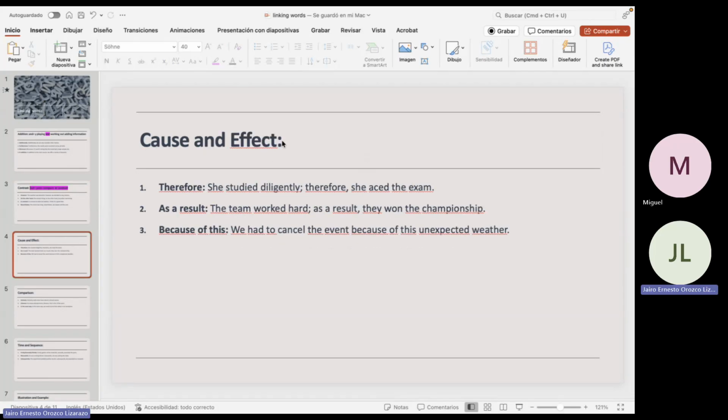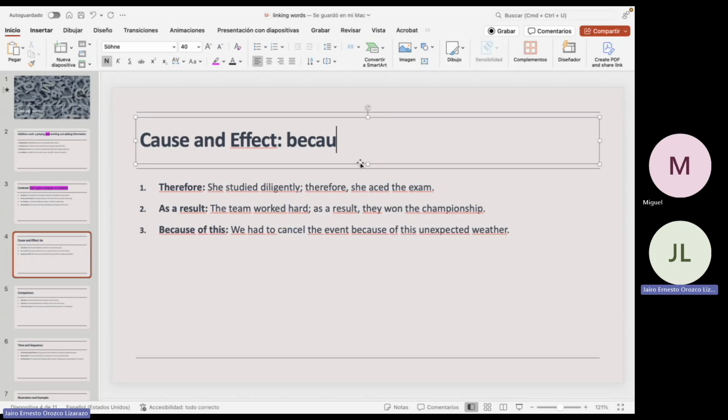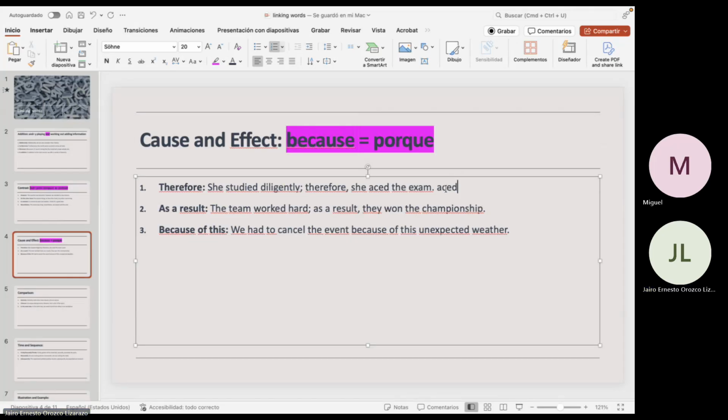Cause and effect. The most common cause and effect linking word is because, which means porque in Spanish, right? But there are more. For example, therefore, por lo tanto. She studies diligently, therefore she aced the exam. Ace equals pass the exam. Okay? Ace the exam.